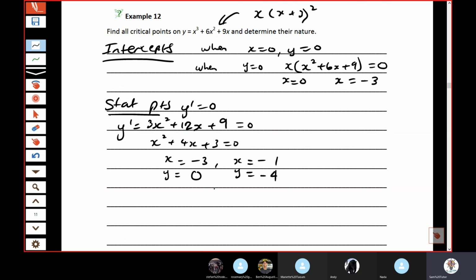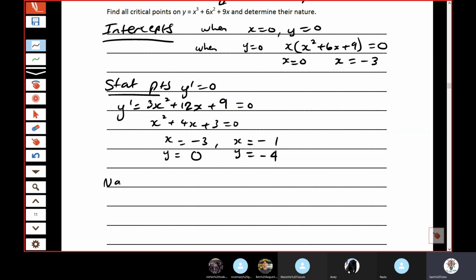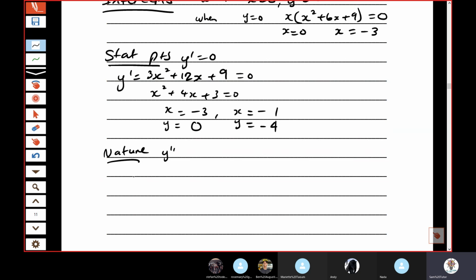You're done. We get to nature of this. Nature. I usually do the y double dash method. So we write at negative 3 and 0, y double dash equals 6x plus 12, which equals negative 18 plus 12, negative 6, less than 0. Y double dash equals 6x plus 12, at negative 1 and negative 4.